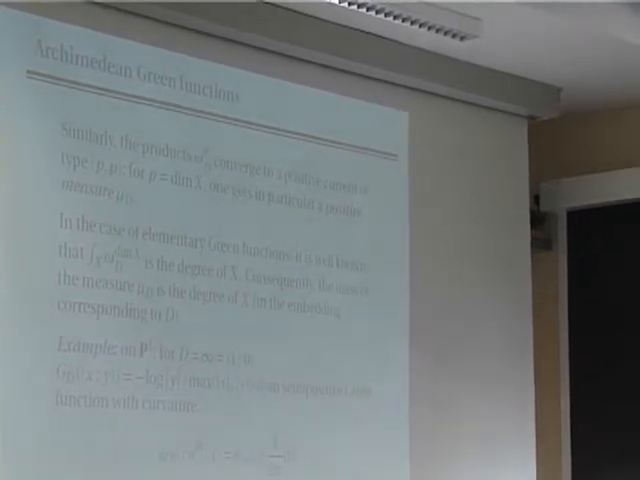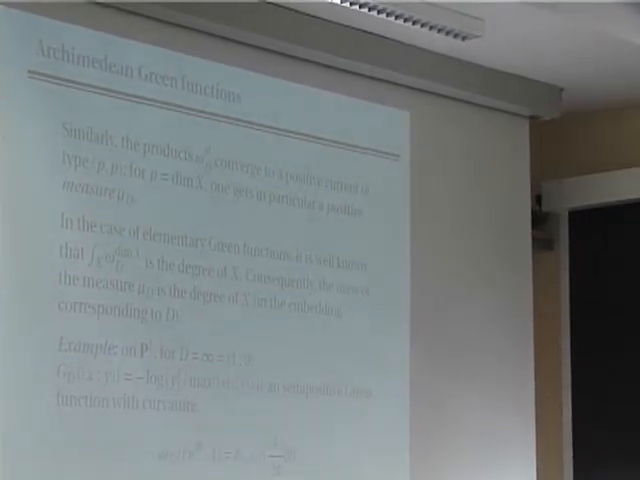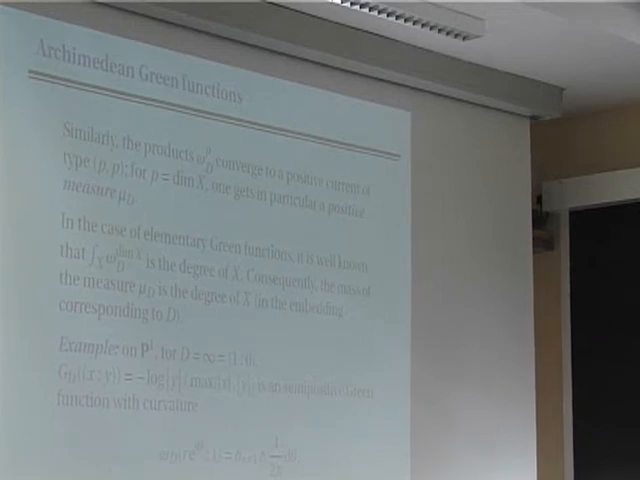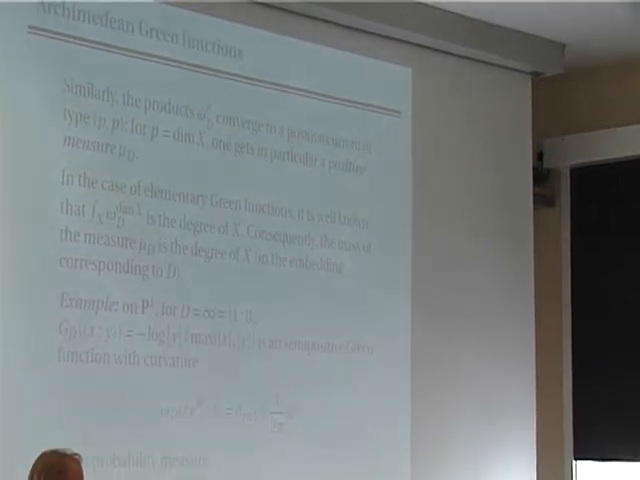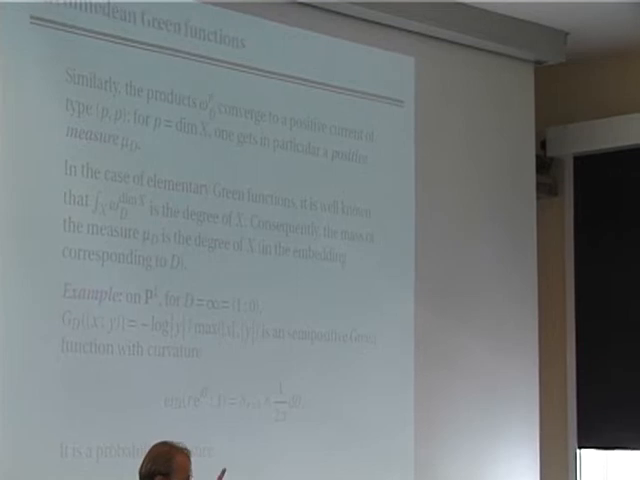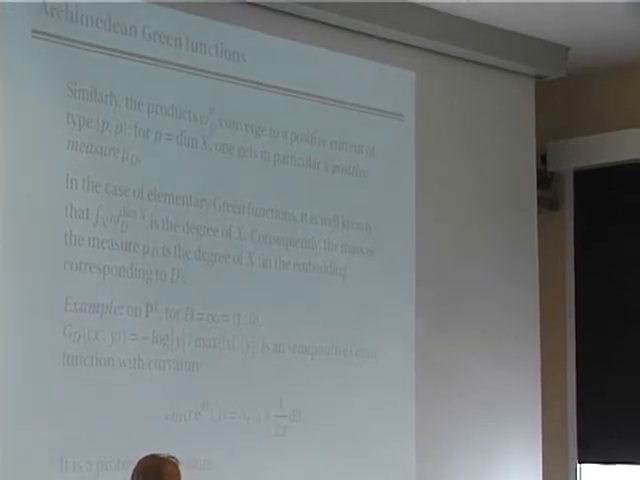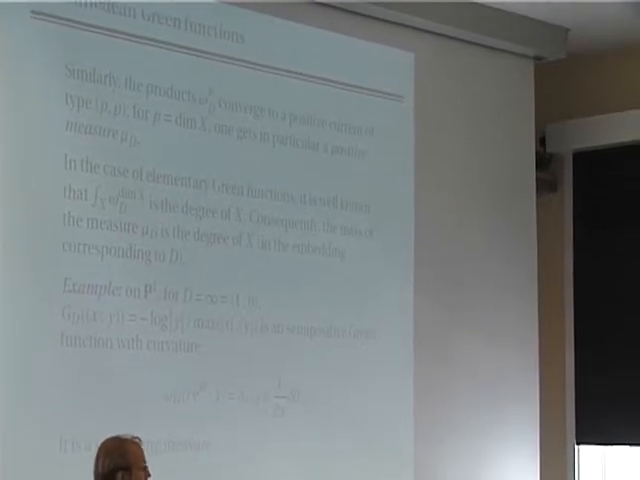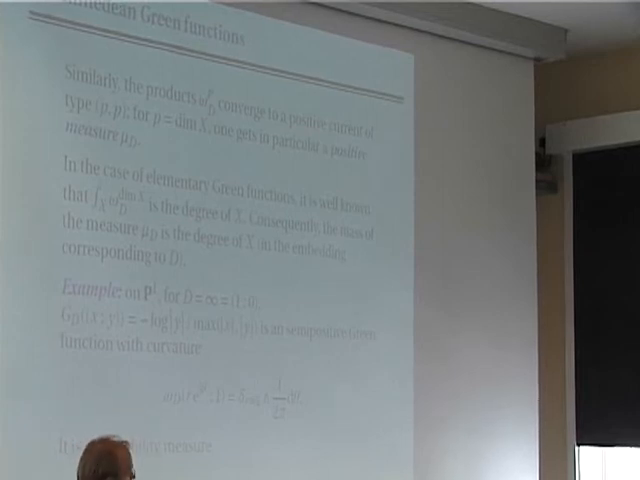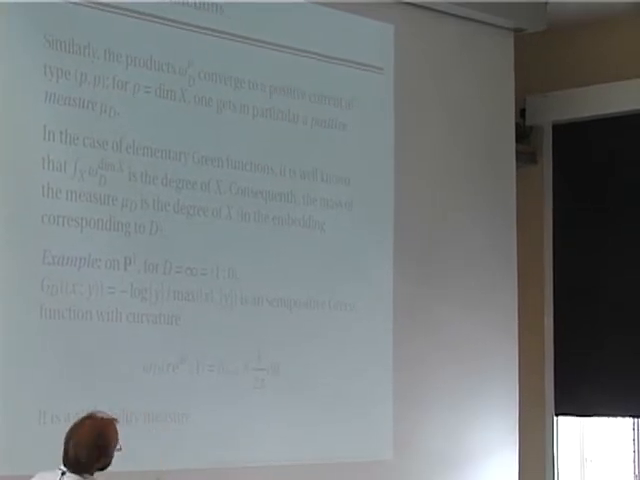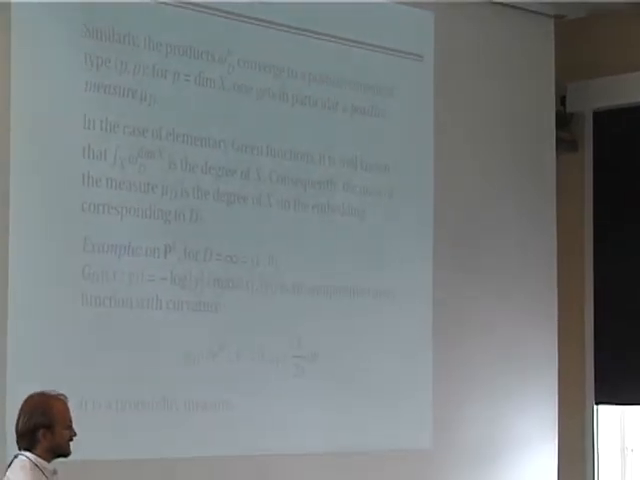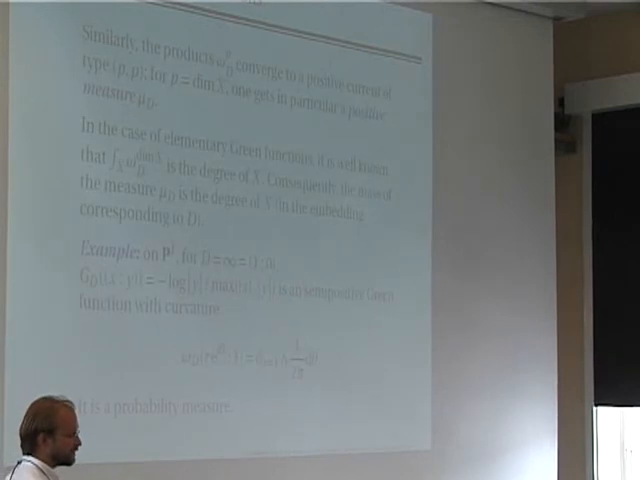Moreover, you know what the total mass of this measure is because there is a classical formula in complex geometry, meaning that the integral of the top power of the Kähler form is precisely the degree, the Wirtinger formula. And so this integral stays constant in the process, and the total mass of the measure mu d is precisely the degree of the variety with respect to the divisor T.